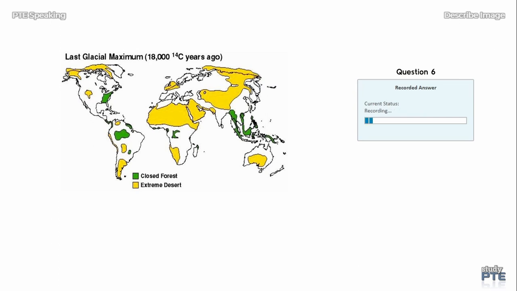The given image shows information about the last glacial maximum 18,000 years ago. It also provides information in various categories such as closed forest and extreme desert. It is clearly visible from this image that closed forest is shown by the green color. On the other hand, extreme desert is shown by the yellow color. In conclusion, it can be stated that this image shows very crucial and interesting information about distribution of closed forest and extreme deserts around the world.